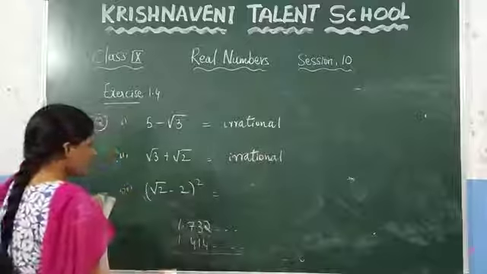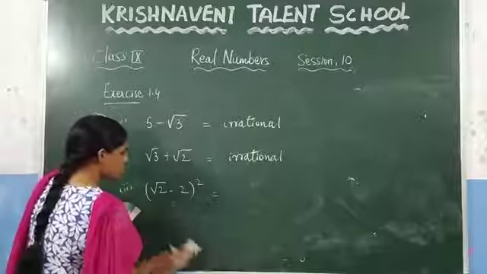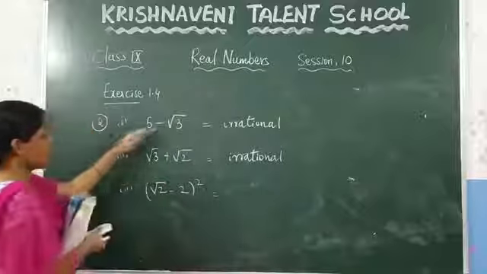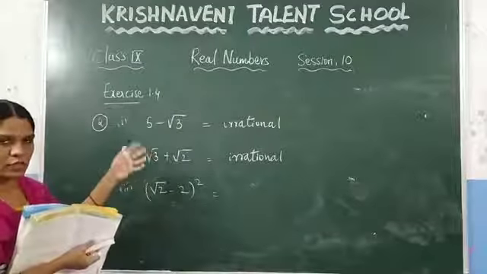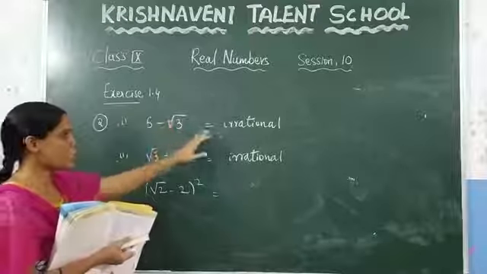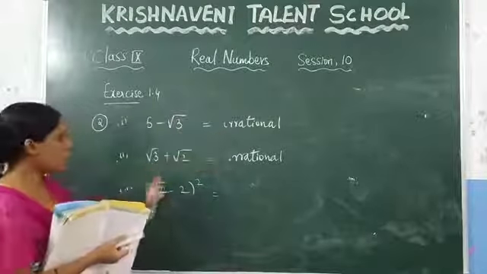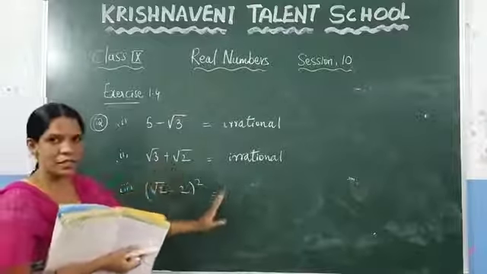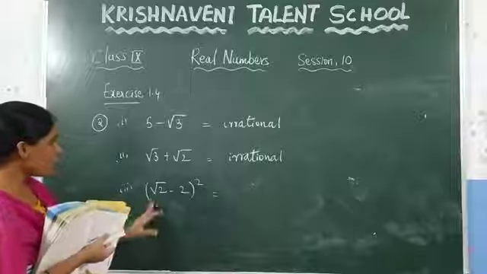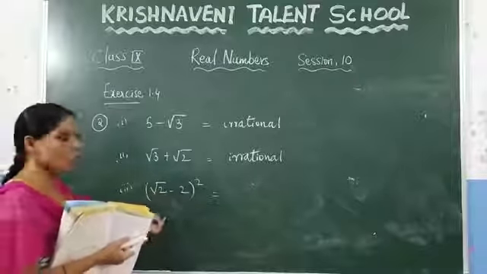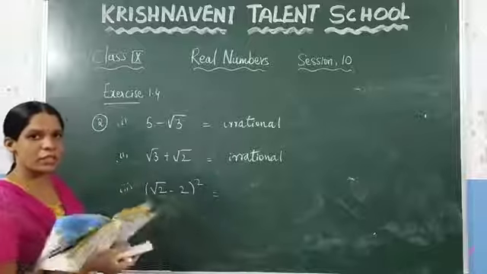Similarly here, root 2 minus 2 whole square. Now you need to solve this one. Clearly here we can say it is an irrational number because we know that if one is rational and the other is irrational, the result will always be irrational. And if two numbers are irrational while adding, you will get an irrational number. But here, to say whether it is rational or irrational, you need to find the value of this one.